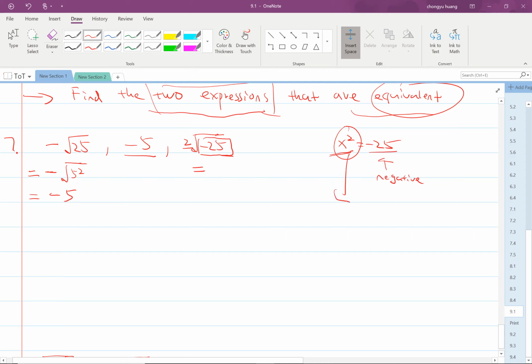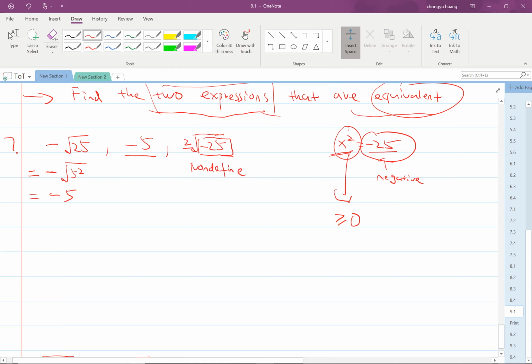If we have something like x squared, x to the power 2, we need to have some number which is bigger than or equal to 0. But the number here is negative 25. So our final solution here is non-defined. It is actually non-defined at this point.